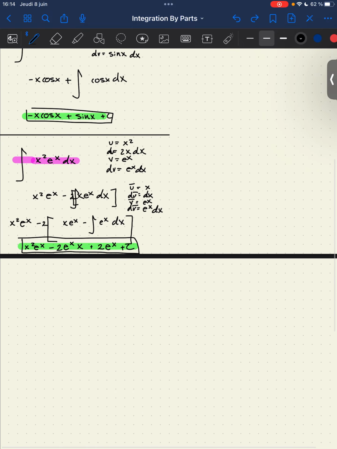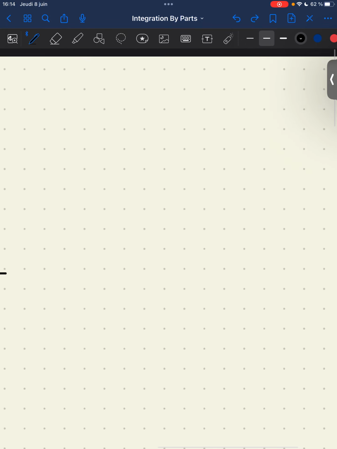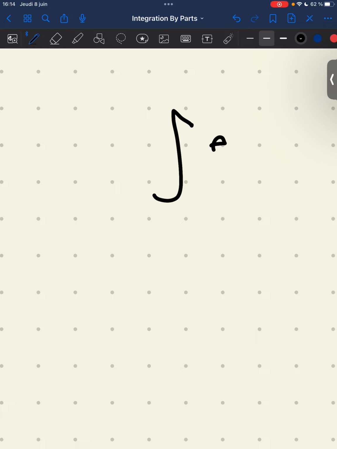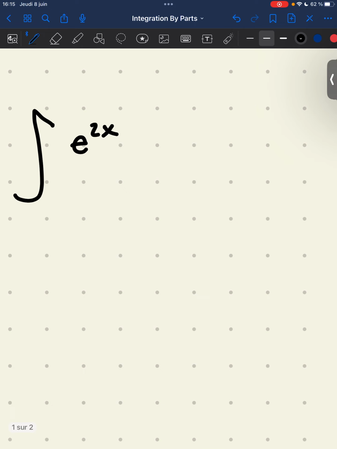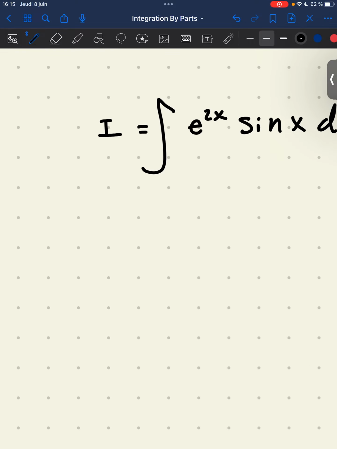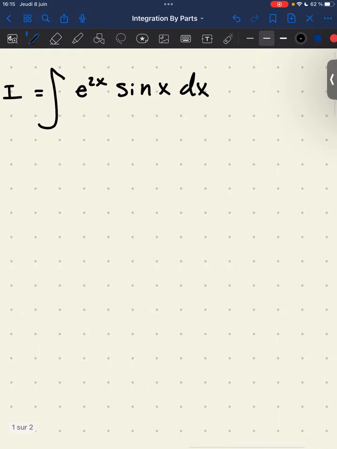Alright, for one last problem, we have a bit of a different scenario. So for this one, we're gonna say we have the integral of e to the 2x sine of x dx. Now the thing with this integral is that we have to call it I. This will make sense in a little bit. So we say, let's see which one we do.